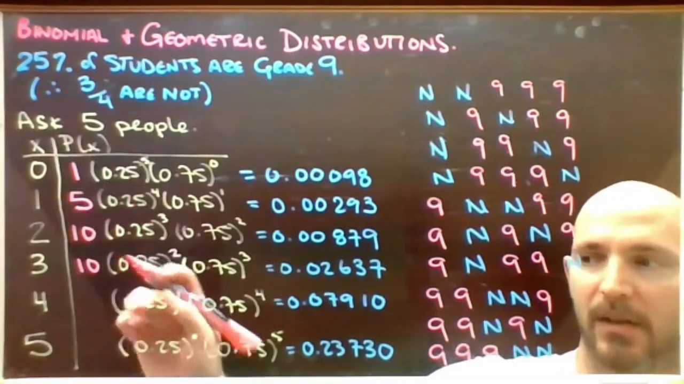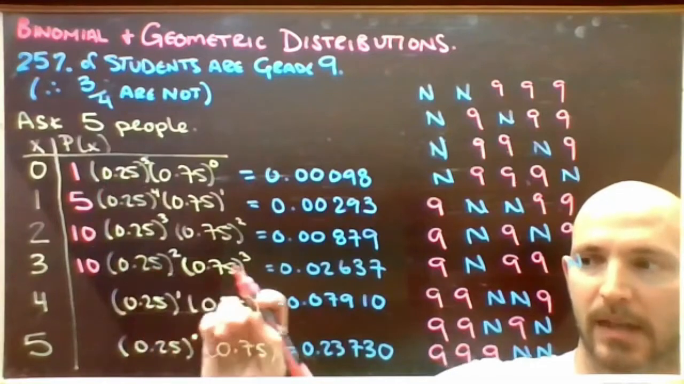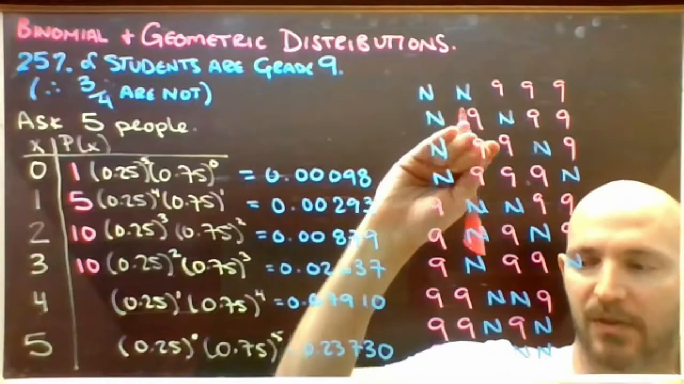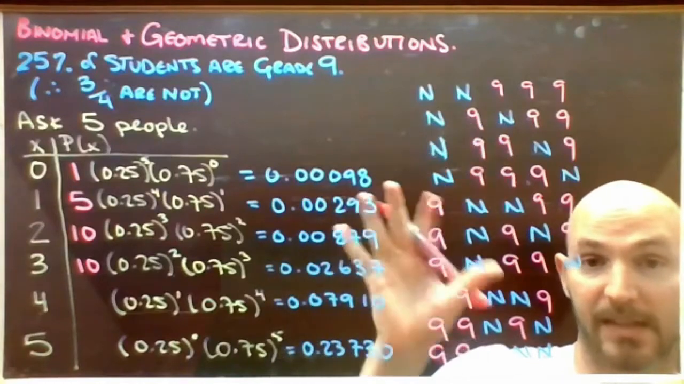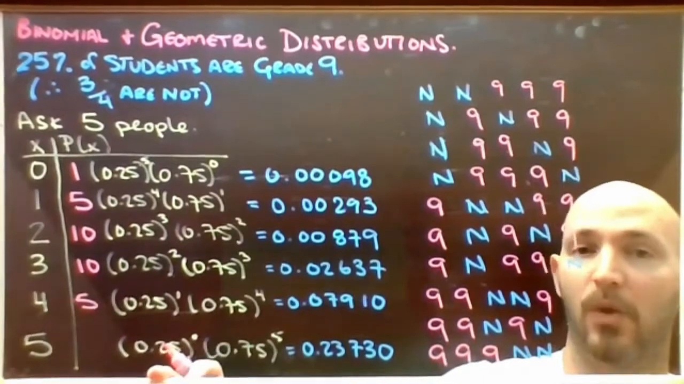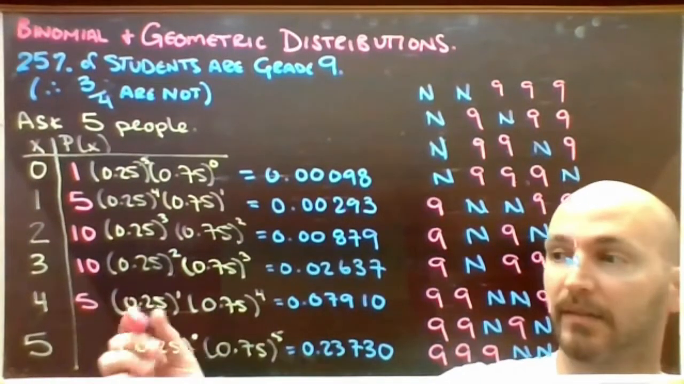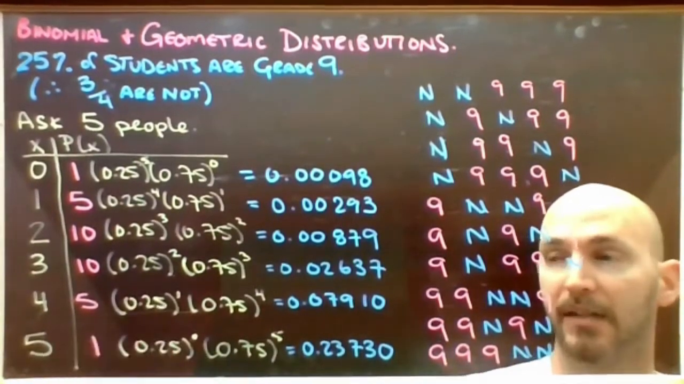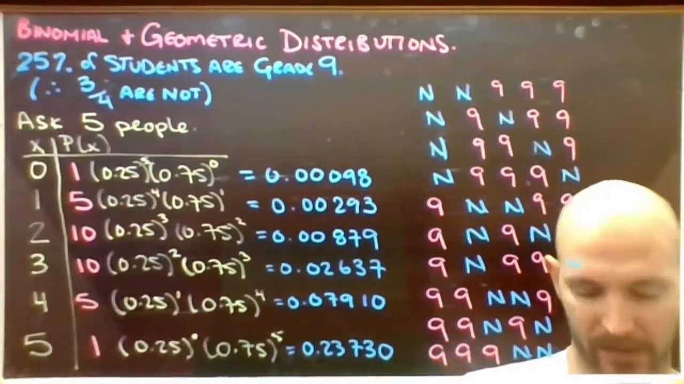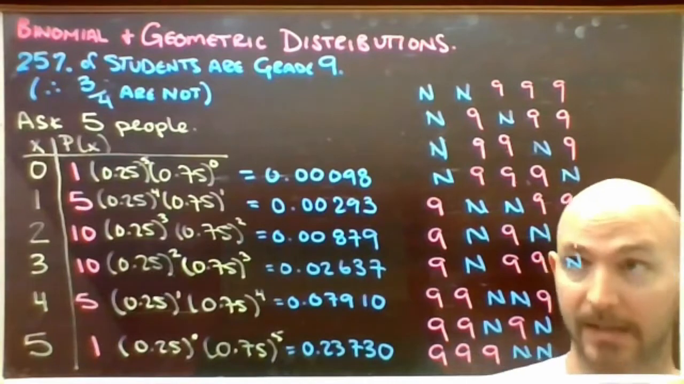This one here, 1 grade 9 and 4 nons. Well, that grade 9 could have been in first position, second position, third position, fourth position, or fifth position. That's it. Total of 5. And there's only one way to draw 5 blue Ns. Like that. And you notice the pattern went up and down symmetrically. I'm going to erase this mess here.